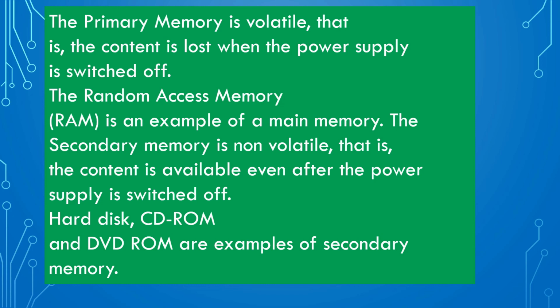Next we can see what secondary memory is. Secondary memory is non-volatile, which means the content is available even after the power supply is off. Anytime we can see the data present in it. Examples are hard disk, CD-ROM, DVD-ROM. It is stored permanently.